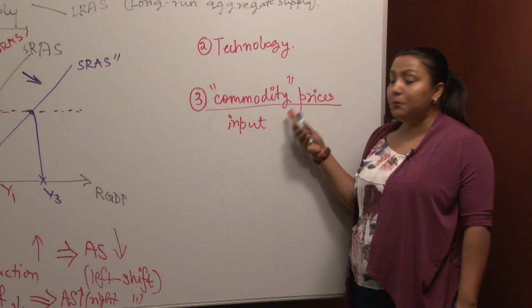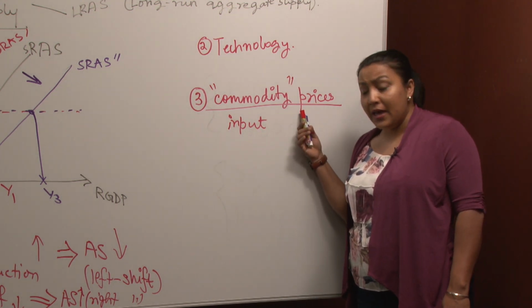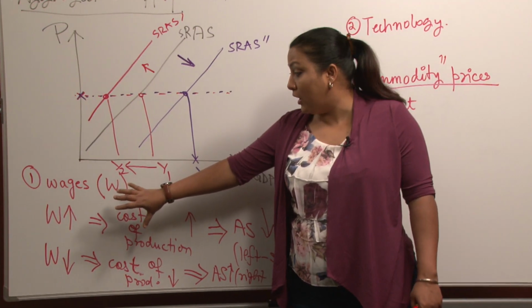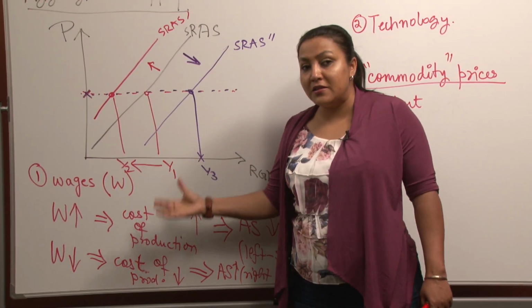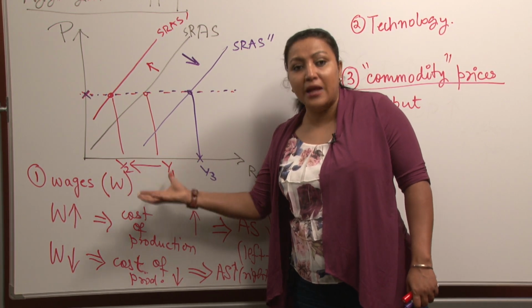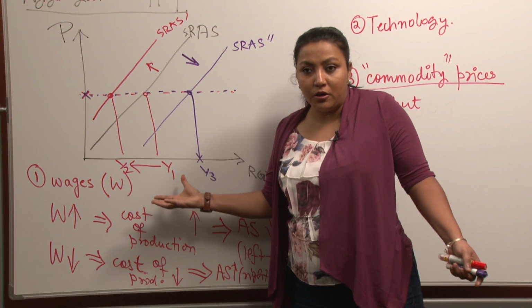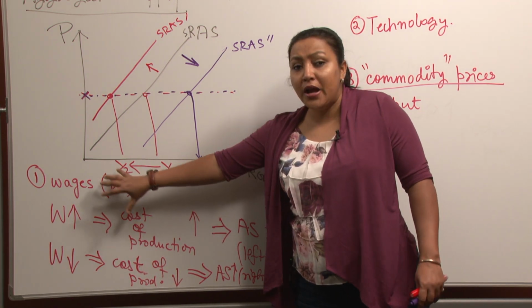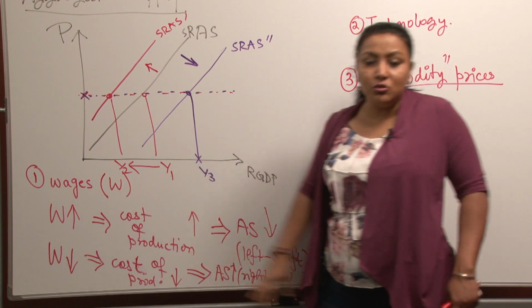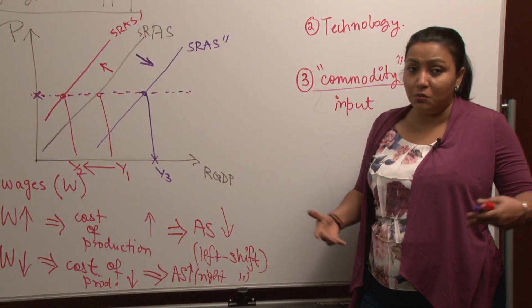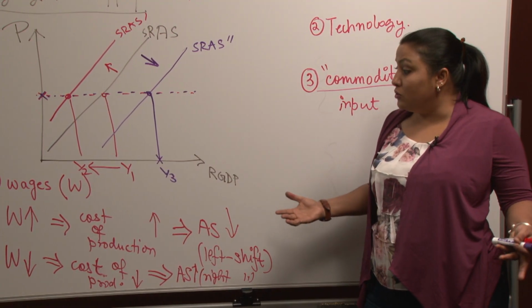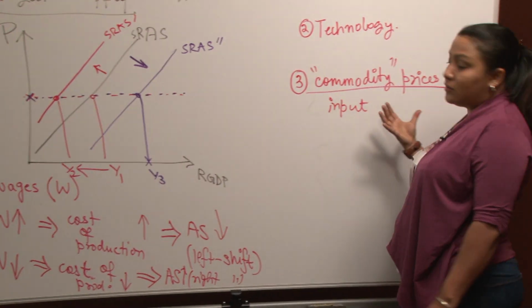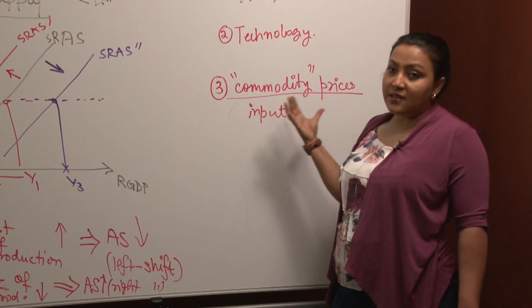So, whenever input prices go up, in some sense this is similar to wages, because wage is also basically an input price. It is the price of labor, the input labor. Labor is an input and the price of that input is wages, but we are treating it separately because labor is a special input and the most important input used in most production processes. The effect on aggregate supply is exactly the same.